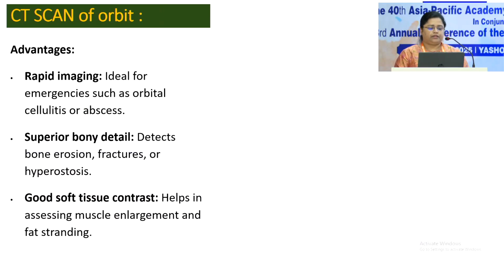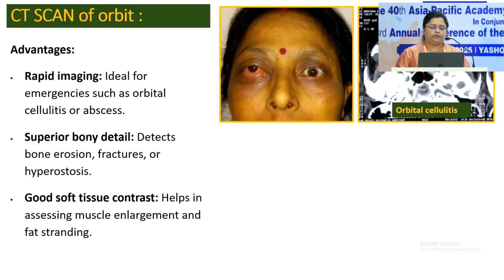First come to CT scan and orbit. It has a crucial role for rapid diagnosis. The advantage of CT scan is it is rapid imaging, because in some cases like orbital cellulitis or orbital abscess, we have to diagnose the case promptly. So this CT scan is very much useful in these cases.